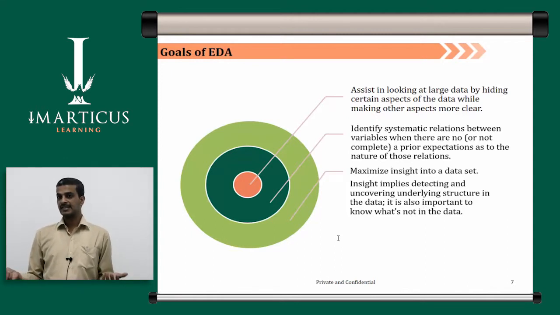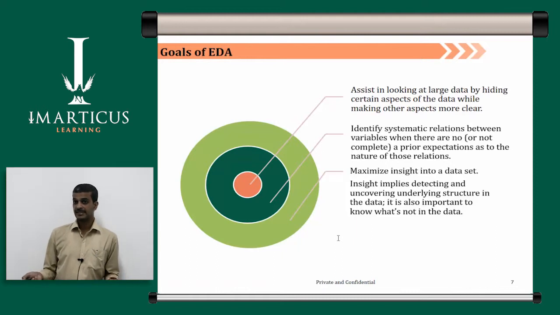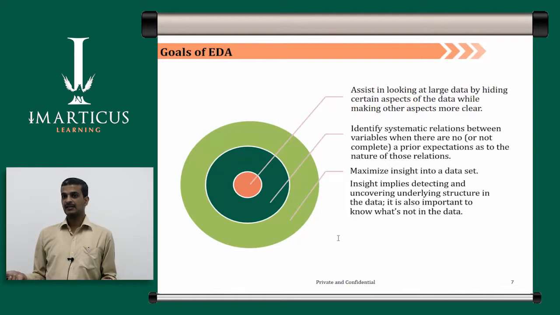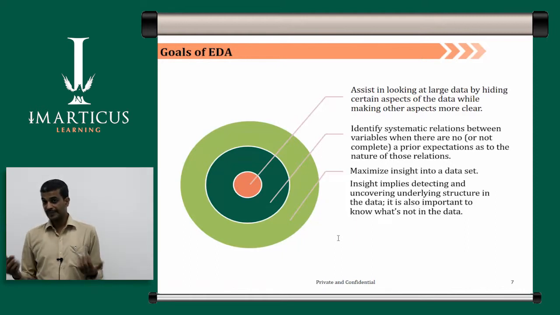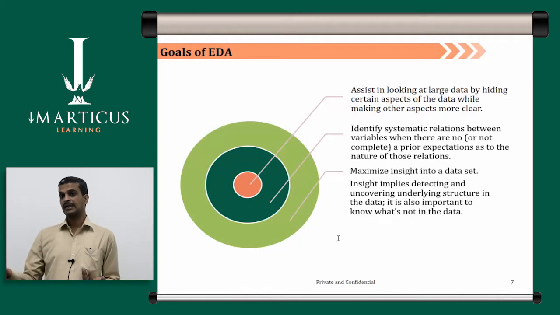This is to identify systematic relations between variables when there are no or not complete prior expectations as to the nature of those relations. This is used to maximize insights into a data set, and insight implies detecting and uncovering underlying structure in the data. It is also important to know what's not in the data. So you find out the missing data, find out the missing facts and figures which are there in your data, that will help you conduct your analysis better. So these are the goals of EDA.